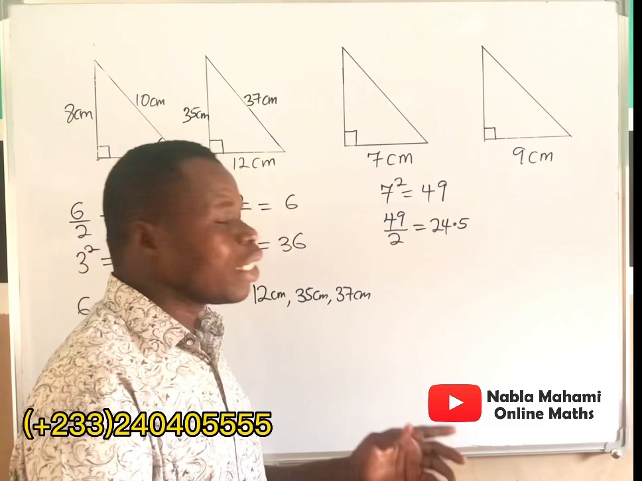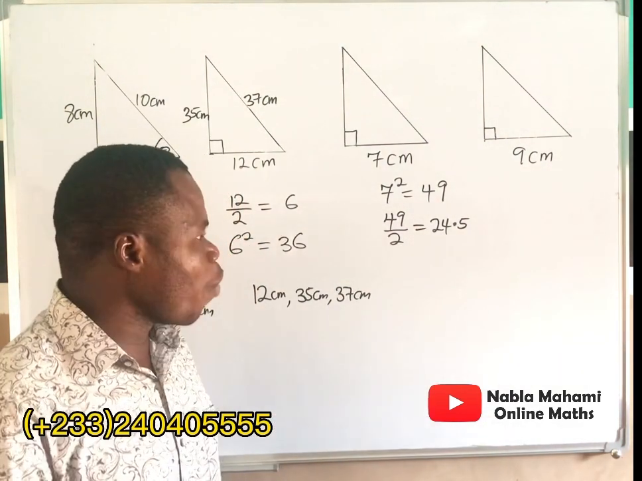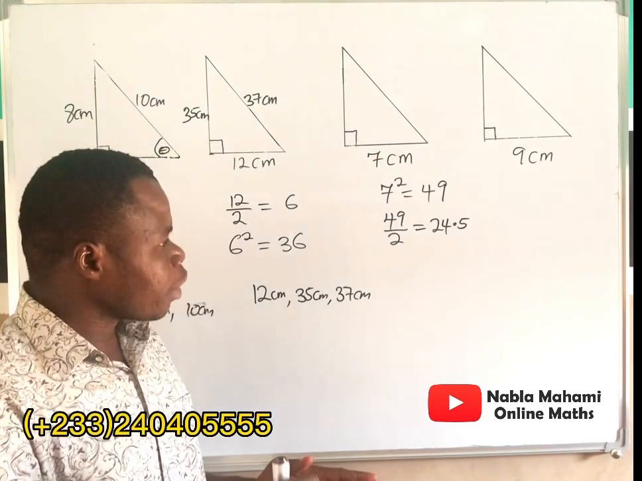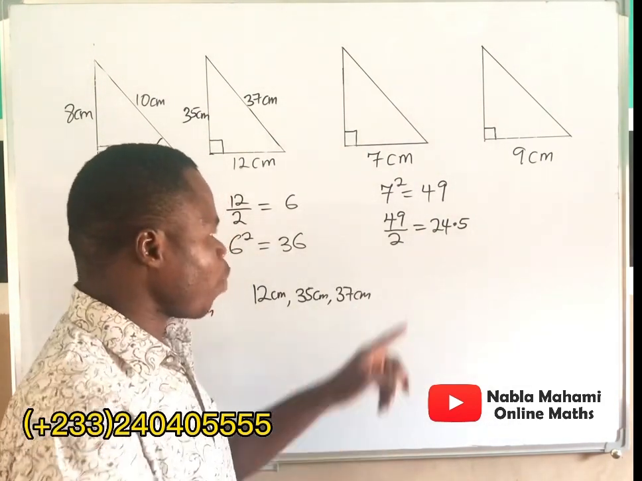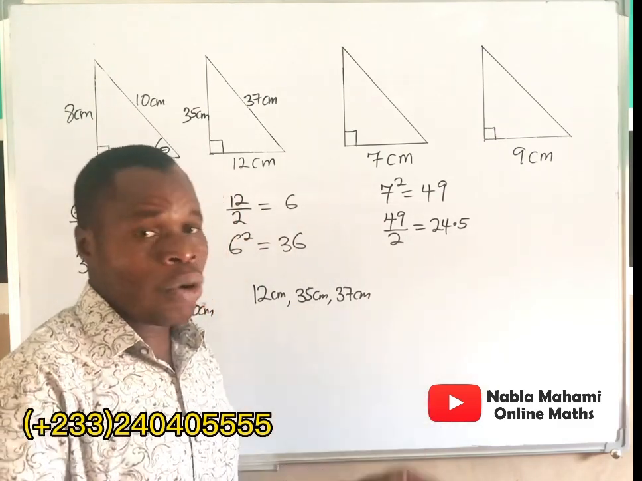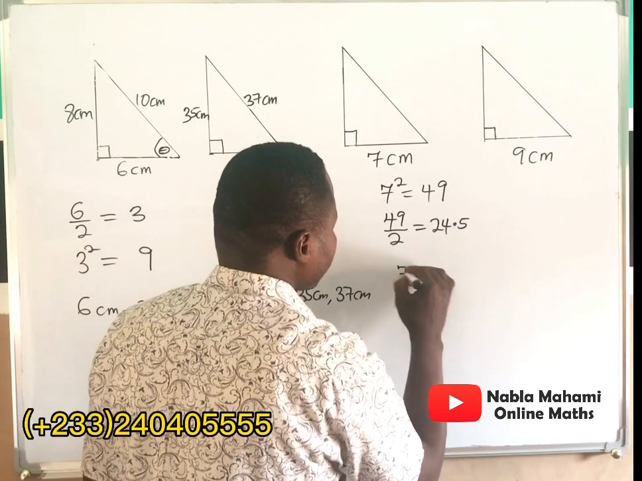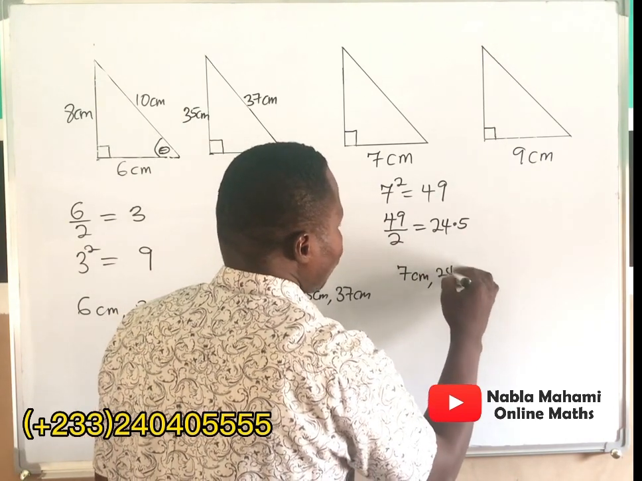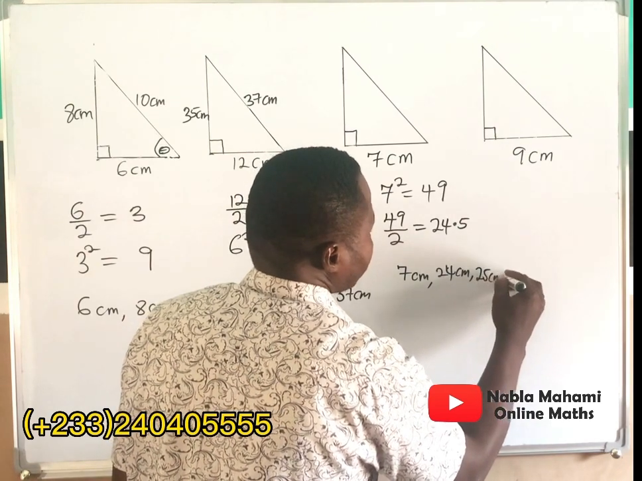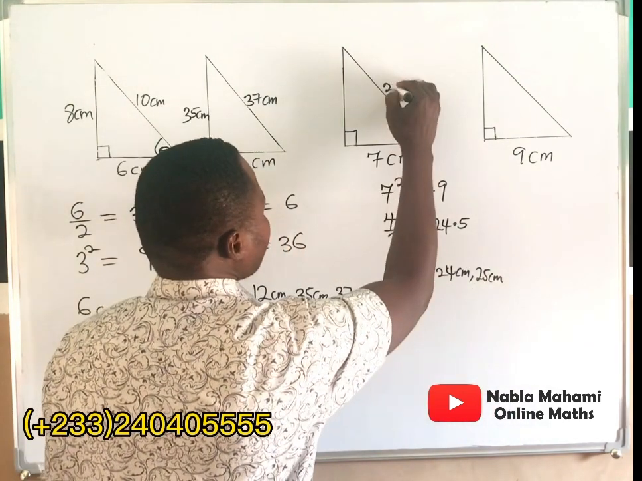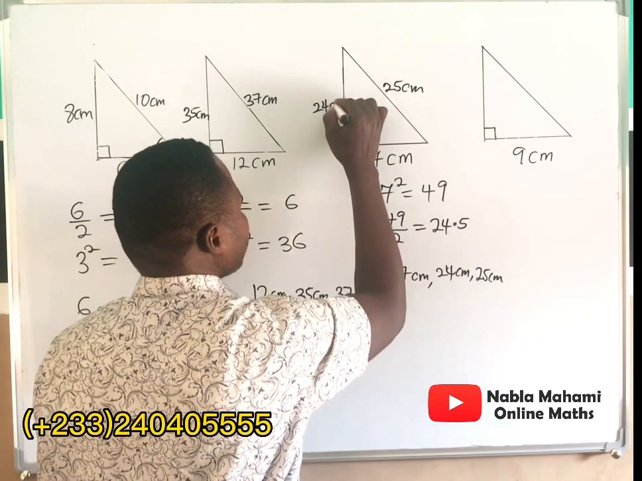25. Meaning the other two sides will be what? 24 and 25. Or in other words, you take the numbers that 24.5 lies between, and that will be 24 and 25, because 24.5 lies between 24 and 25. So the size of this particular right angle triangle will be 7 centimeters, 24 centimeters, and 25 centimeters. And the largest one will be the hypotenuse, which is 25 centimeters. Here will be 24 centimeters.